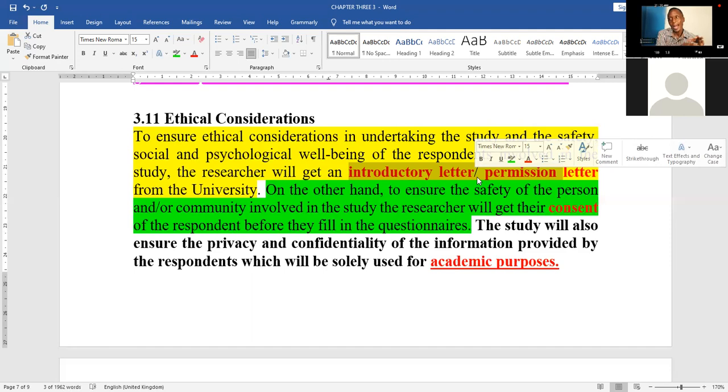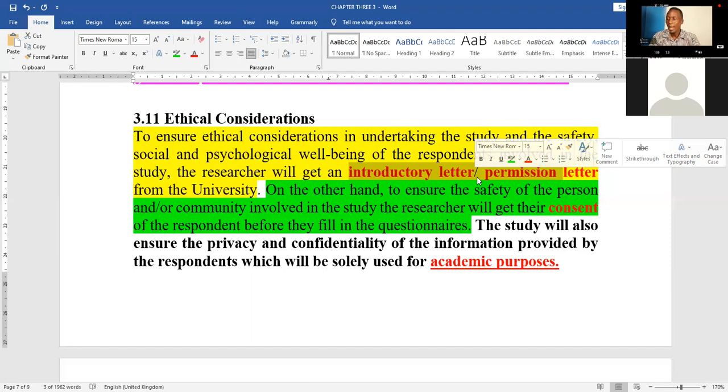Okay, and now after giving you permission to do research from that company, then you're supposed to go through each person, each individual, each respondent. You have to ask him or her for permission to participate in your research. How? You have to request them to fill in your questionnaire. You go to the manager, you go to other departments if they are part of your research, and then you ask them for their consent to participate in your research.